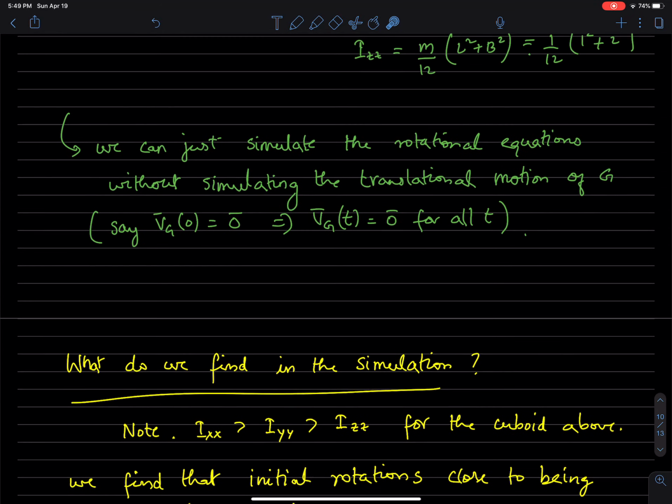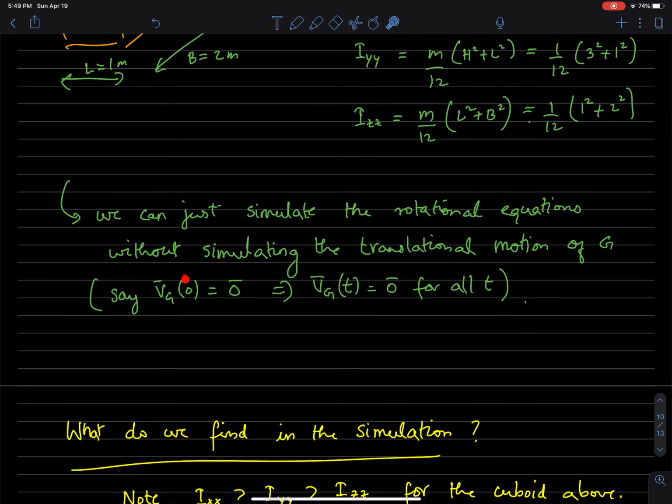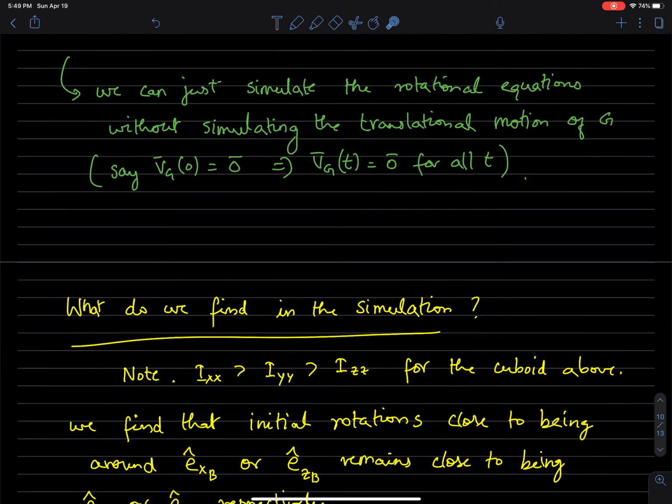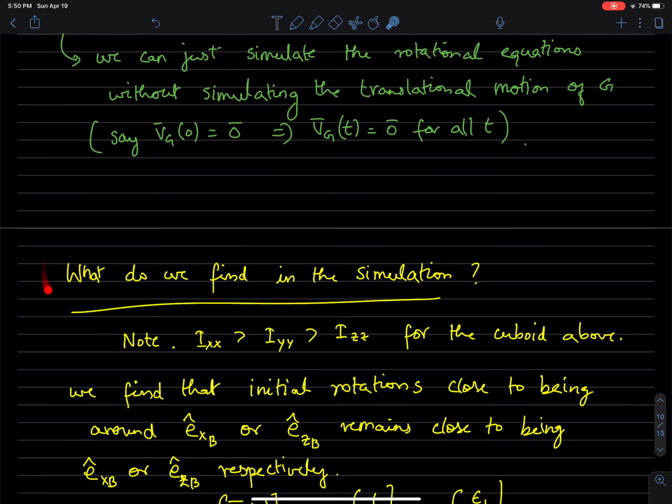Okay. To simulate these equations, we can ignore the motion of G. The velocity of G does not really affect the rotational motion of this object. So we're going to ignore the translational motion, if any, of the object and just focus on the rotational dynamics. So between here and here, what you should do is probably look at the Matlab code example and come back to this video.